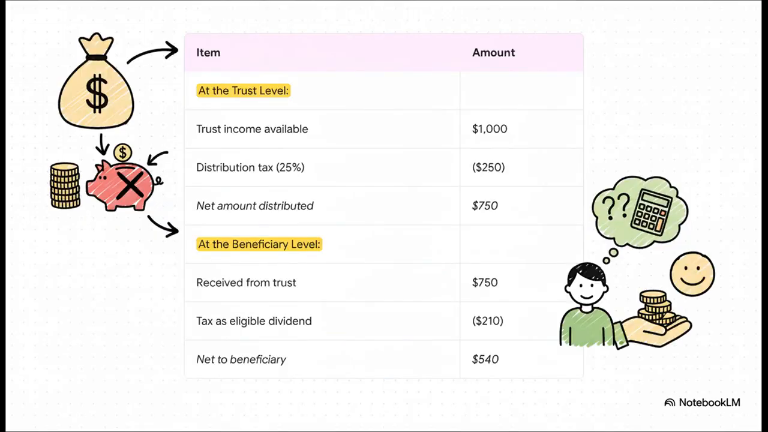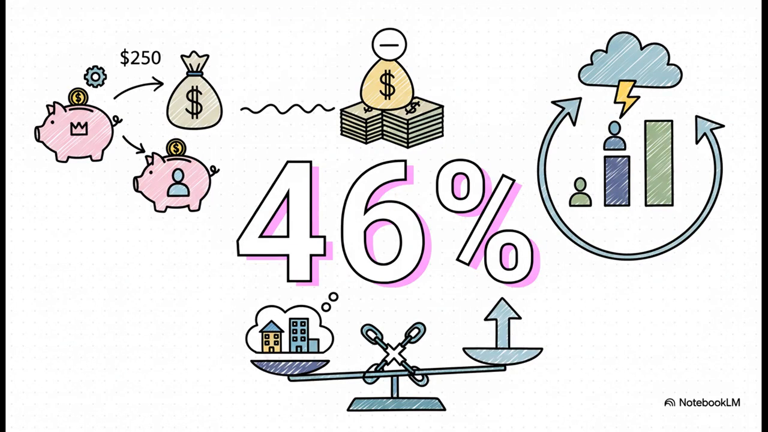Okay, let's break this down line by line. The trust starts with $1,000 in income. Right off the top, it pays that 25% SIFT tax, which is $250. That leaves $750 to be distributed to our beneficiary. Now let's assume this beneficiary is in a 45% personal tax bracket. They receive that $750, but it's now treated as an eligible dividend. The tax on that is about 28%, or $210. So what's the final take-home amount? Just $540.